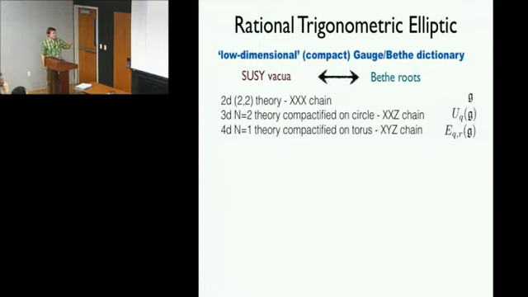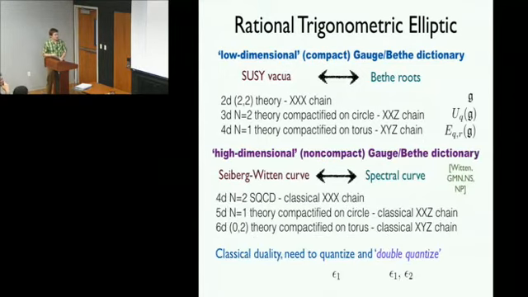Vasily yesterday was talking about a slightly different story, and my talk today will be complementary to what Vasily said yesterday. We'll be focusing on the so-called low-dimensional or compact version of the gauge/Bethe dictionary. We'll be looking at the SUSY vacua of 2-dimensional, 3-dimensional, and 4-dimensional theories and their compactification on circles and tori. That will give us some spin chains with compact symmetry group. And the number of Bethe roots, the number of solutions of those equations, will always be finite.